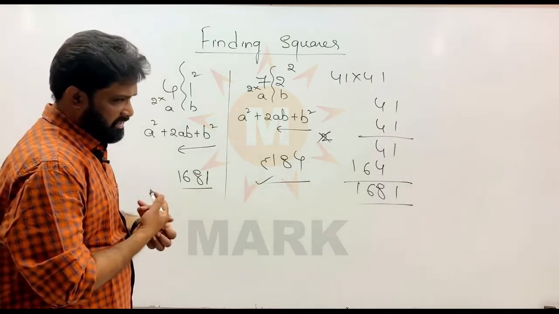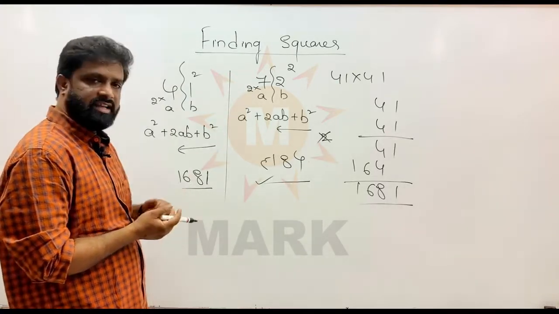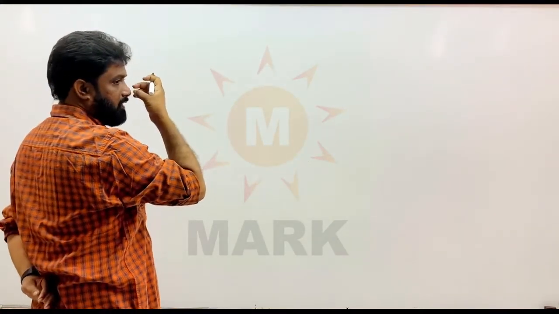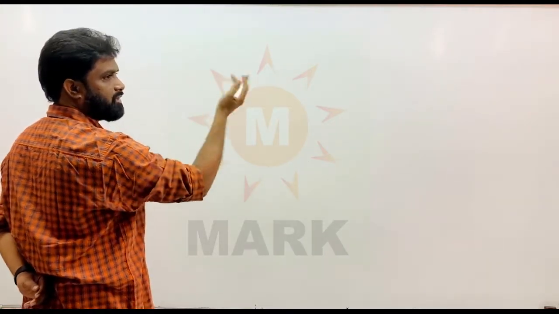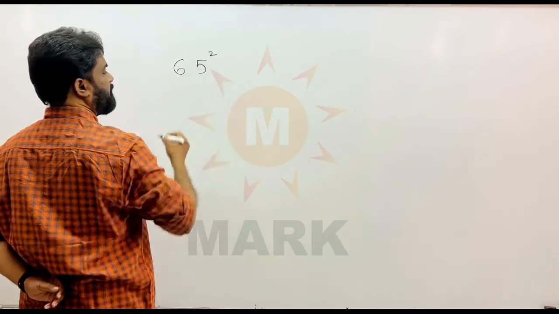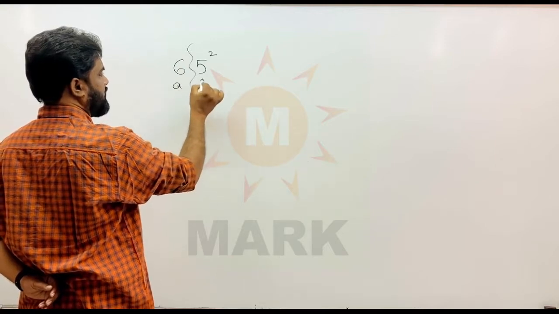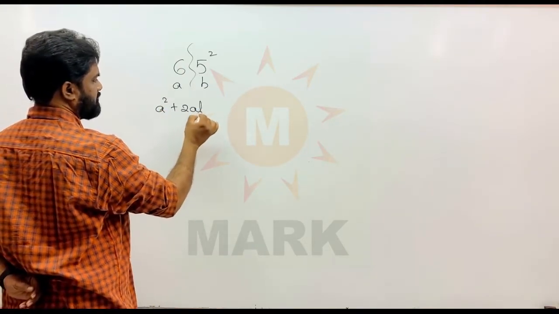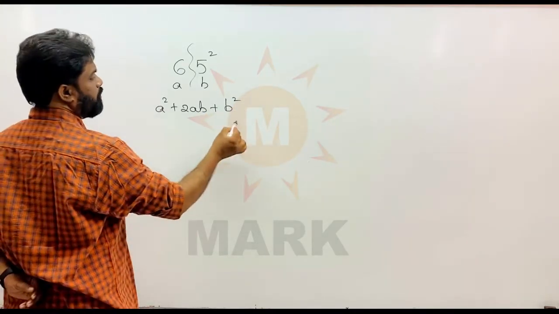Now I will go for another example. A 3-digit number I will take, and I will show you how to find the whole square using this a plus b whole square technique. Before that, I will take one more 2-digit example for the sake of continuity. Suppose you take 65, you need to find 65 whole square. Take this number as a and this number as b. So a square plus 2ab plus b square. Go in the reverse order.